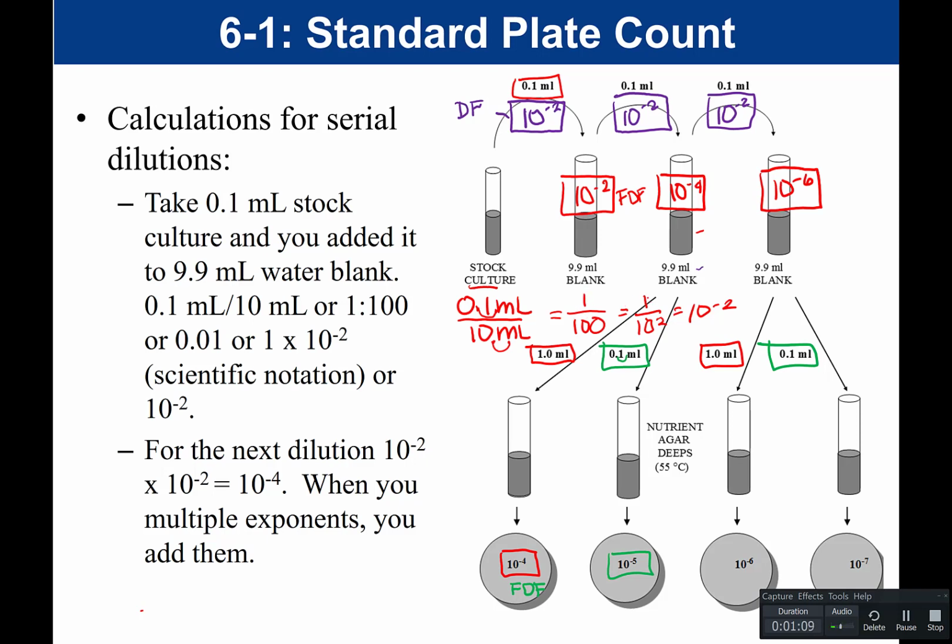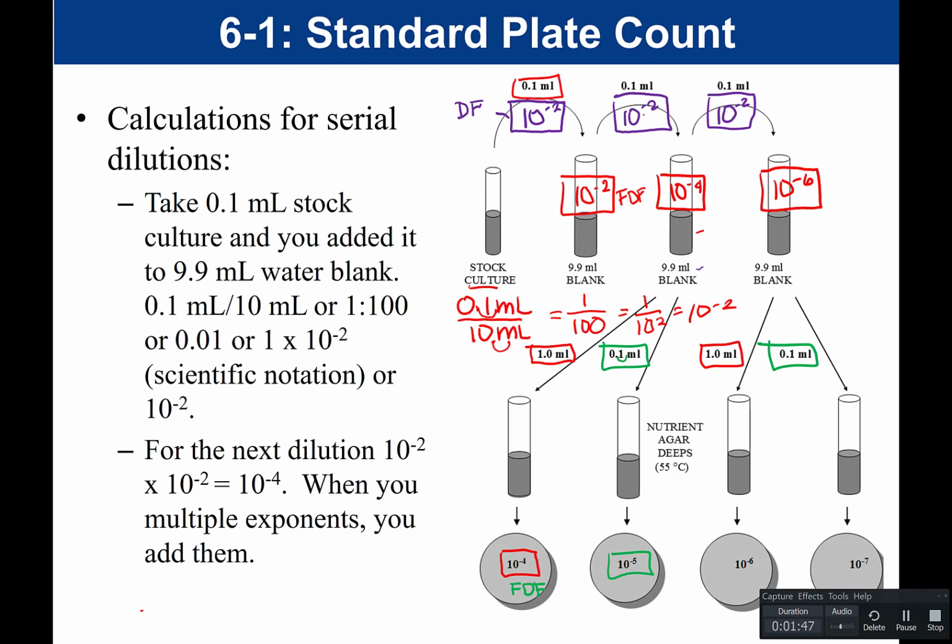1 over 100 would be the same as 1 over 10 to the second. So 2 is the exponent because there's 2 zeros in 100. 1 over 10 to the negative 2 is the same thing as saying 10 to the negative 2. So my dilution factor, the amount that I'm diluting each time, is 10 to the negative 2. Since I start with my stock and I dilute it 10 to the negative 2, my final dilution factor in the first tube is going to be 10 to the negative 2. That's the dilution in that tube. That's why we call that the final dilution factor.